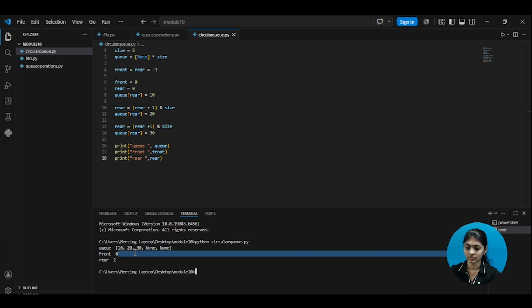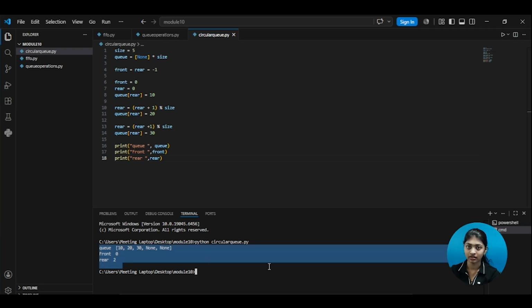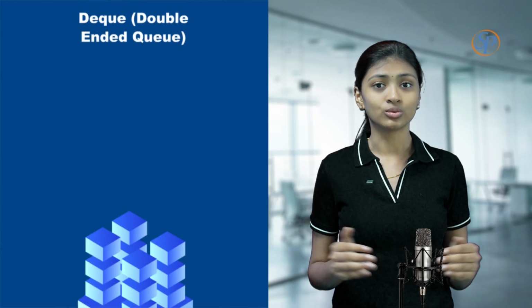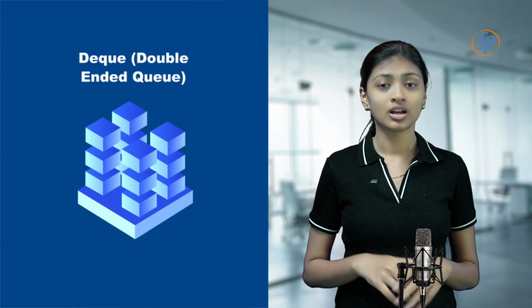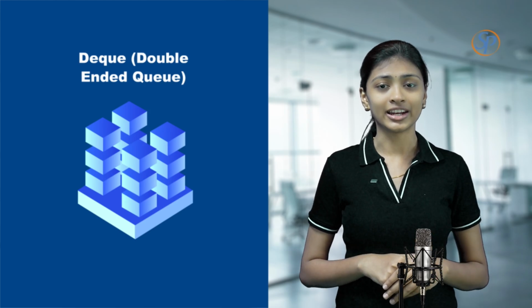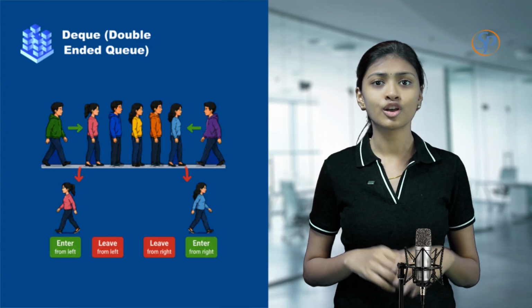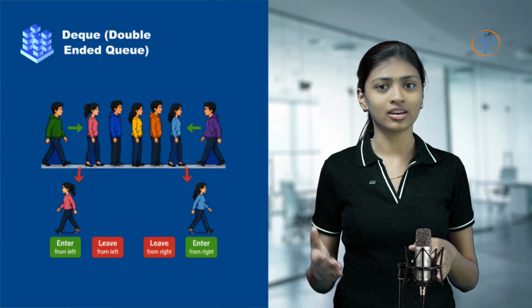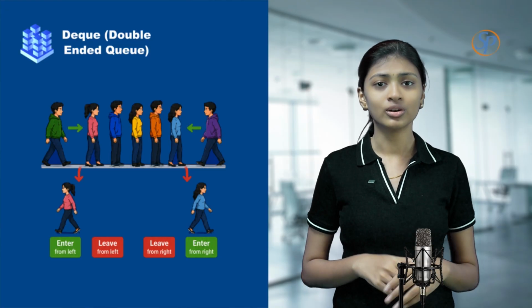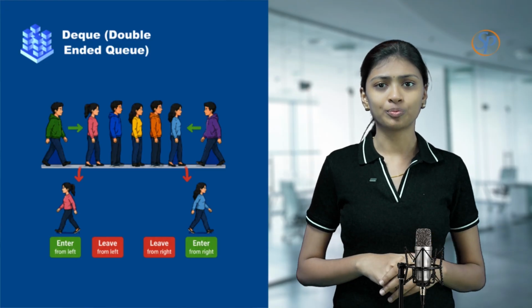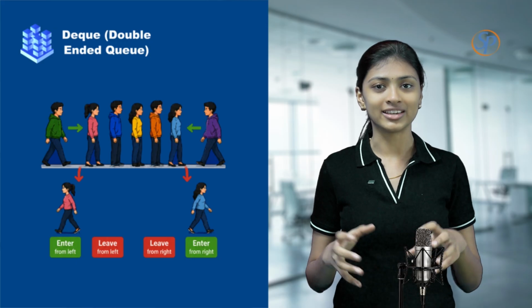There we go, we have our queue. Front 0 and rear 2. Deque, double-ended queue. A deque is a data structure where you can add and remove elements from both the front and the rear. Unlike a normal queue, it gives flexibility to perform operations on both the ends.